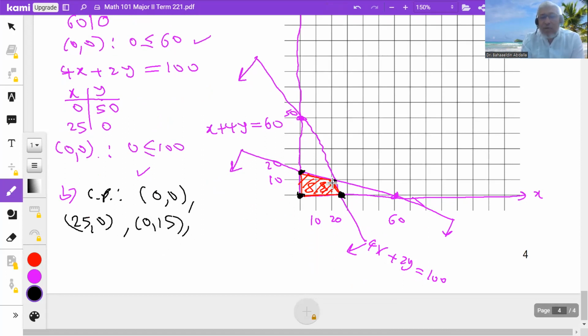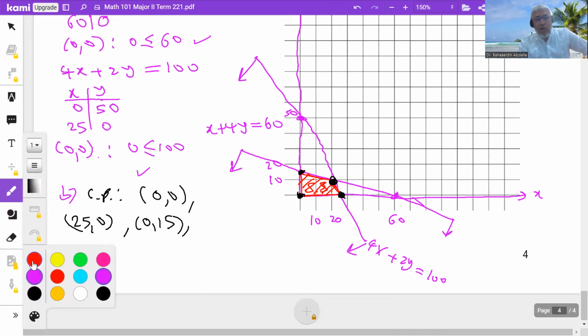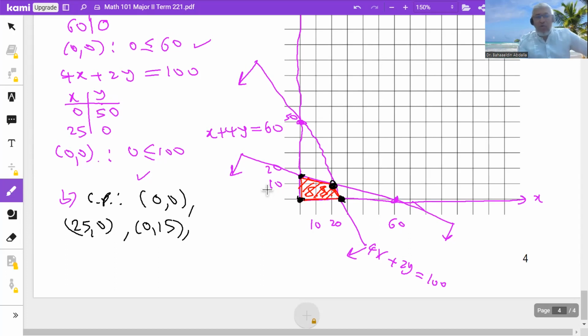Now I need to find this point. What are the coordinates of this point? And how to find the coordinates of this point? It could be clear from the graph if your graph is accurate, but see my graph, it couldn't be. Most of the time it's not clear from the graph. So what to do? Solve the 2 equations together. This is a line and this is a line and this is the intersection point. So in fact, we are solving a system. We have a system which consists of 2 lines. The first line is x plus 4y equals 60, and the second line is 4x plus 2y equals 100. Solve these 2 equations together.